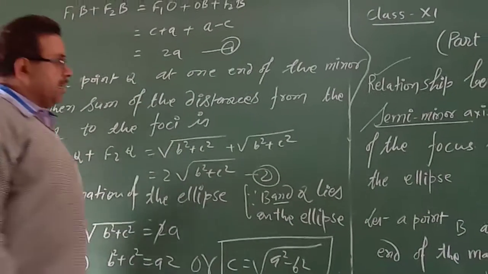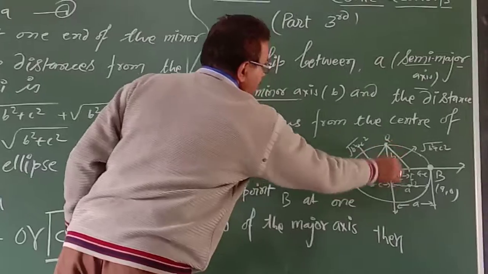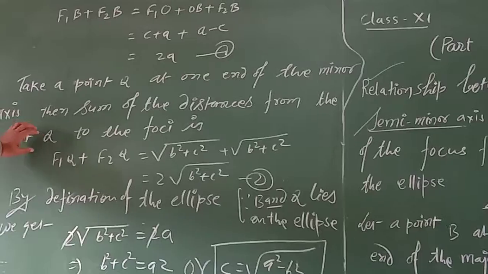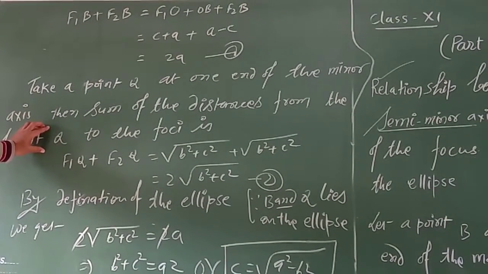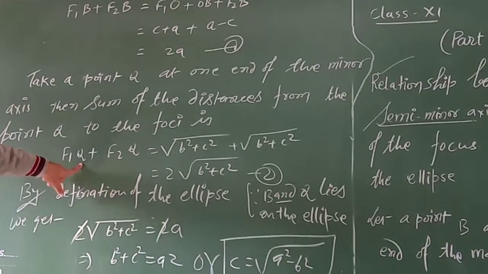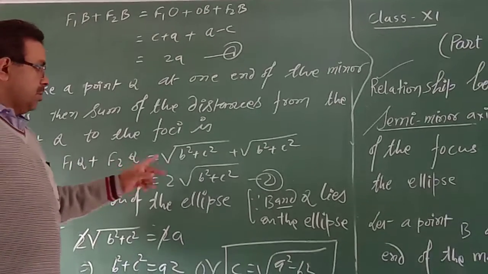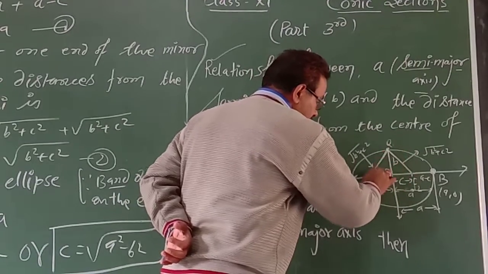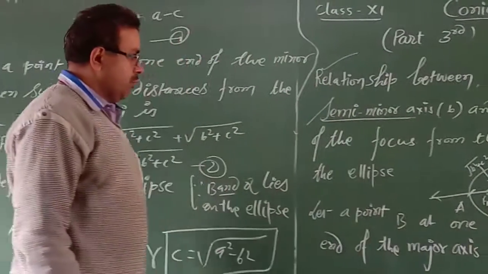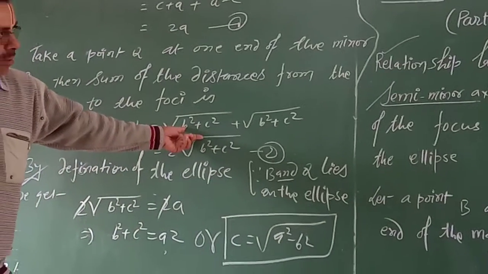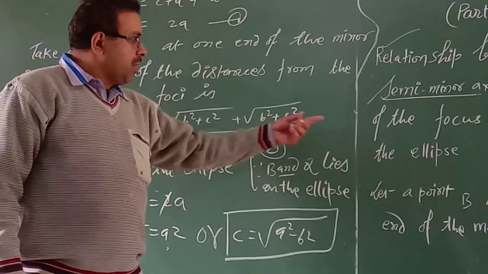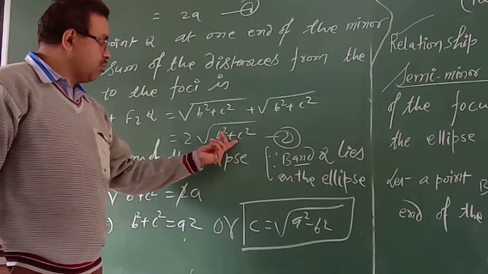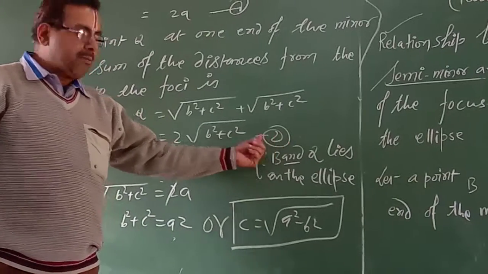Now take another point Q on the minor axis, then we have the distance from Q to the foci, F1Q plus F2Q. Here it is 90 degree. So by Pythagoras theorem, the distance of QC is equal to root over b square plus c square. It is also root over b square plus c square. So F1Q plus F2Q is equal to twice root over b square plus c square, equation second.